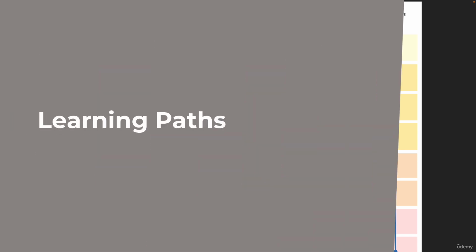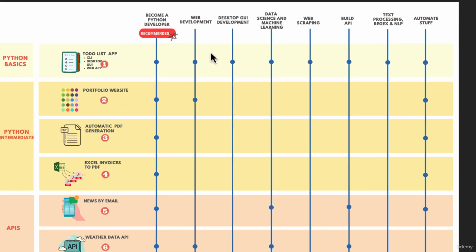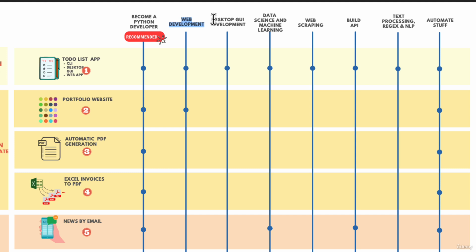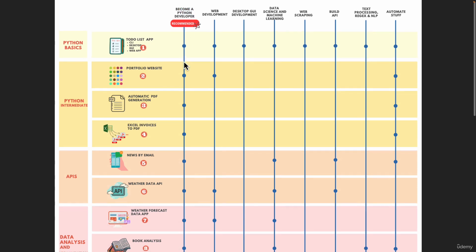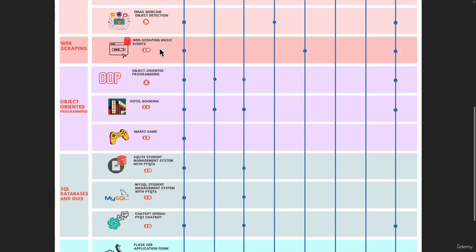Now let's discuss your learning paths. So you might be someone who wants to become a web developer, or you may want to build desktop GUIs, or you may want to use Python for data science and machine learning. Perhaps you want to be a freelancer doing web scraping or build APIs with Python. Perhaps you want to do text processing and use regular expressions and natural language processing, or just automate stuff. So these are different learning paths, but there is also a main path, which is what I recommend, and that's a general Python developer path, which means you want to take all the videos from the very first video to the very last one.